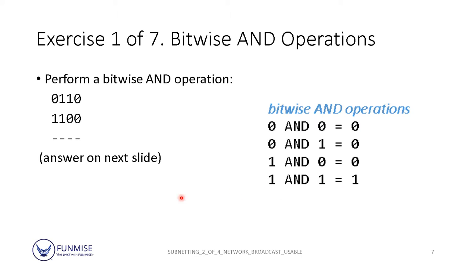Bitwise AND operations. So, as we can see here, this is the result of performing a bitwise AND operation for these two binary values. You get this bitwise AND operation as a result. Bitwise AND operation is important because it's actually utilized for subnetting. Okay, now let us continue to the next exercise.